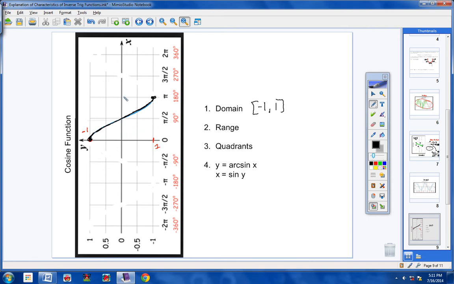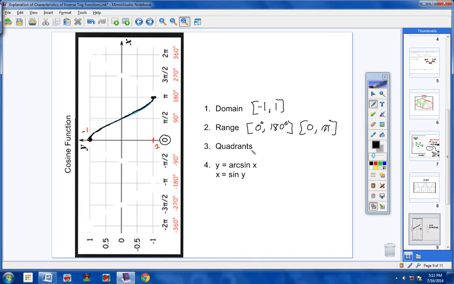Now your range, if you drew a line through the height of the graph and then drew a line through the bottom of the graph, it looks like to me it runs from 0 all the way up to pi, or 180. So the range is going to run from 0 all the way up to pi, or 180. So we would say the range is 0 to 180 degrees. Or if you wanted to use radians, you would say 0 radians to pi radians, okay?